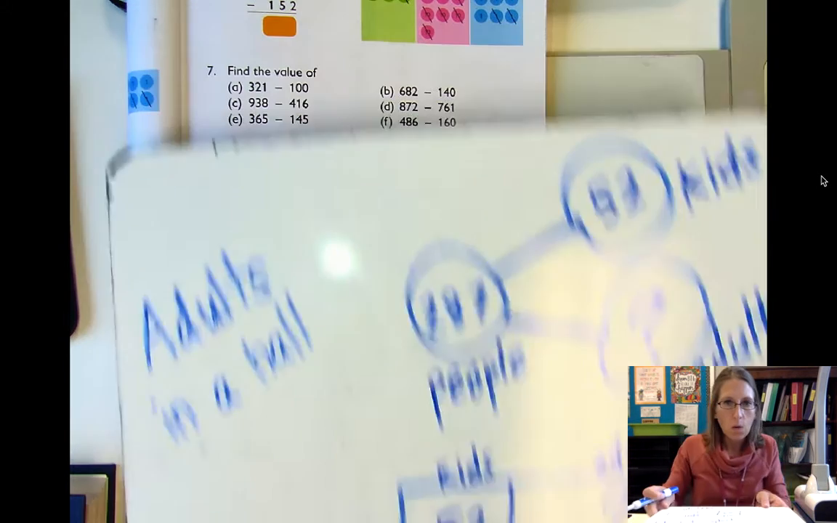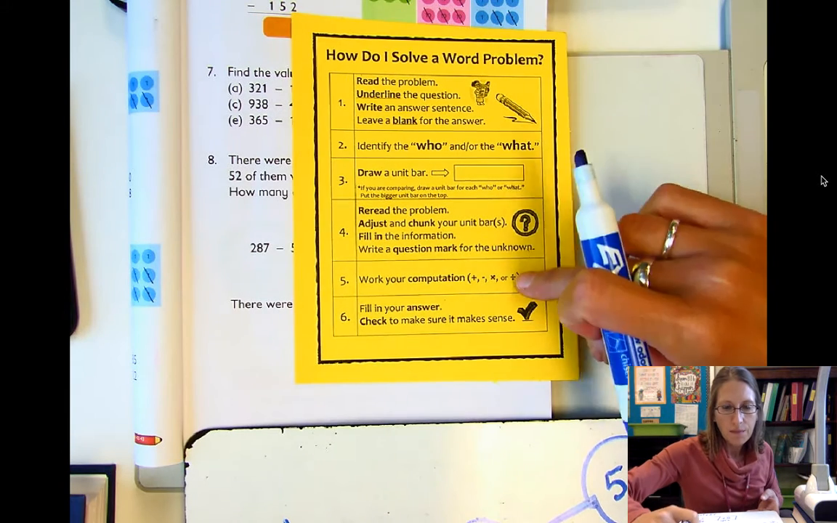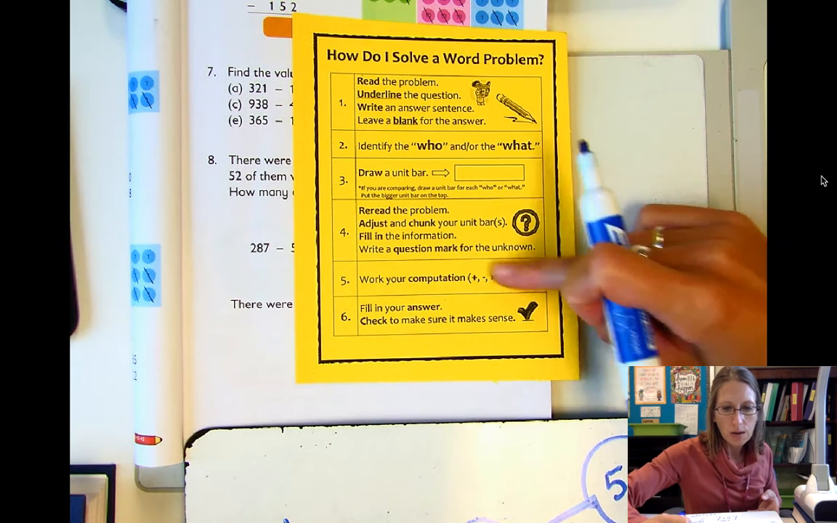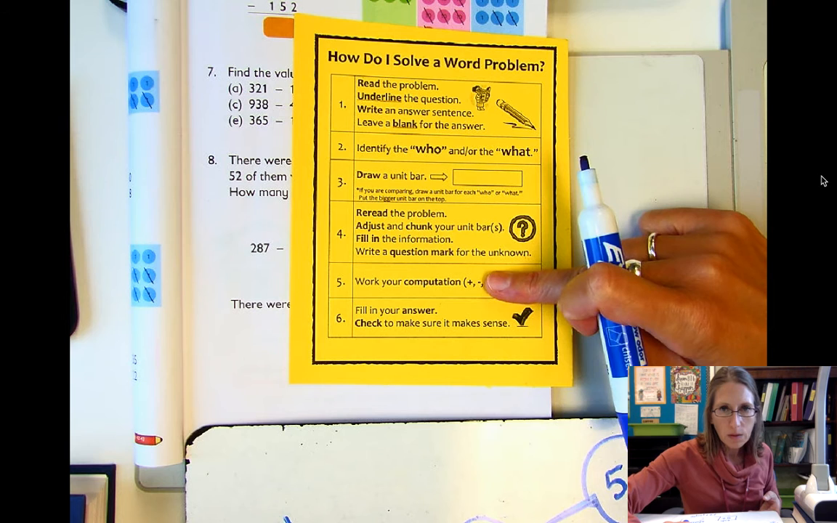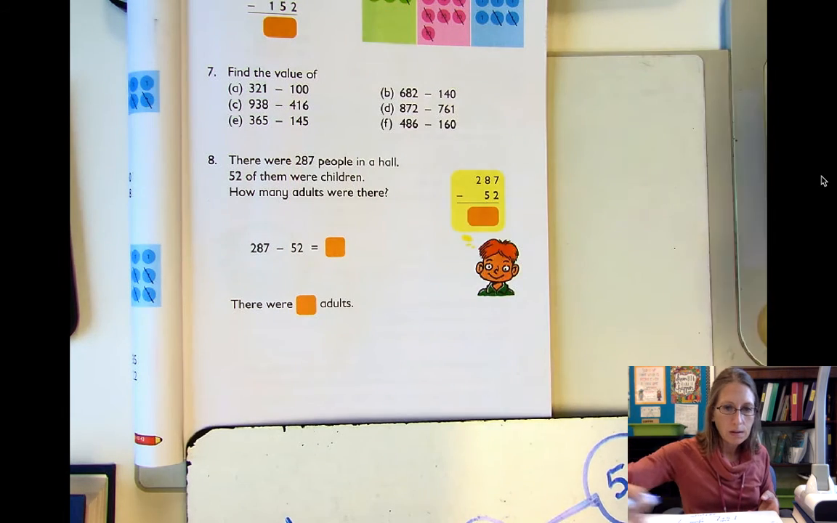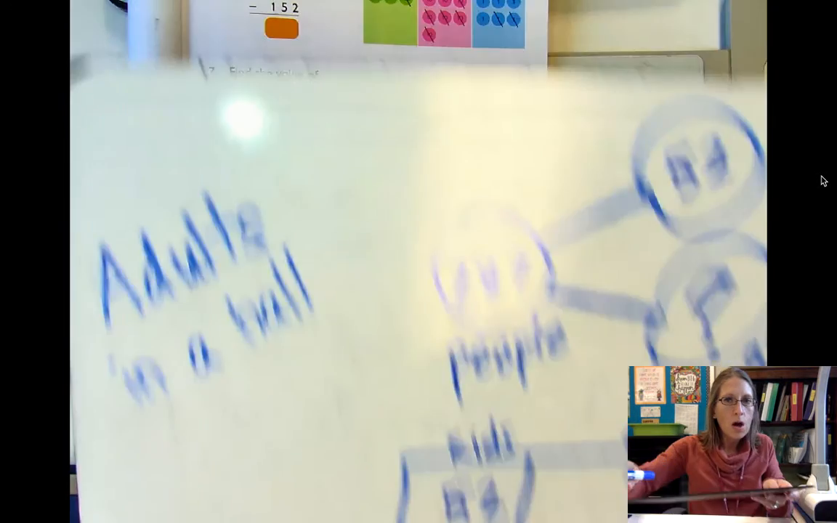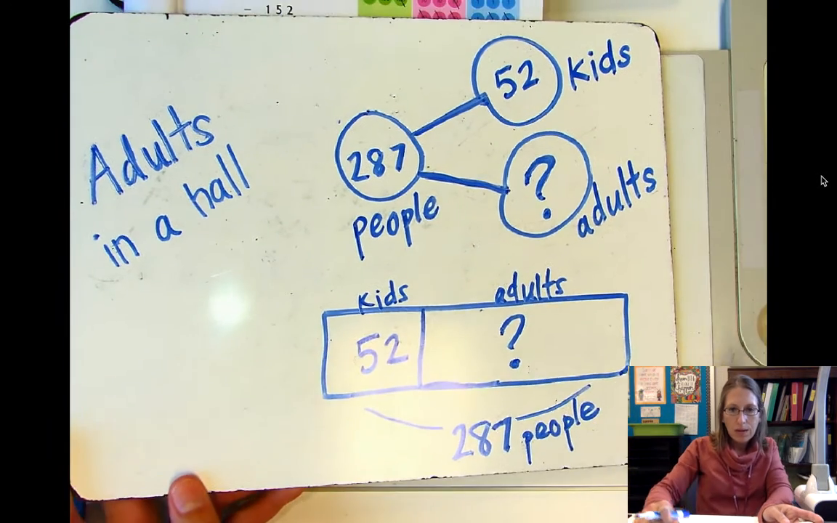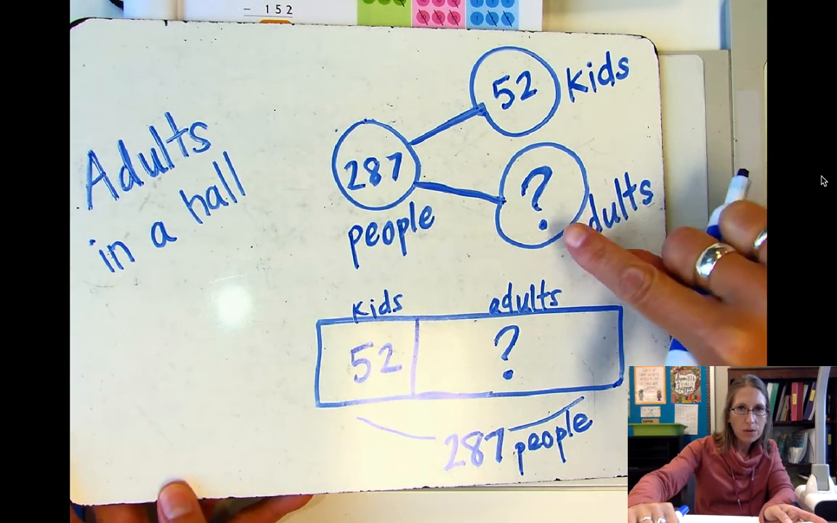All right, so let's go on to step 5, work your computation. Add, subtract, multiply, or divide. We haven't learned about multiplying or dividing yet, so we're going to have to add or subtract. And they are giving us a big clue here, kind of telling us what we should do. But we should be able to tell that because we have the whole number, one of the parts. We have to find the missing part or the difference.